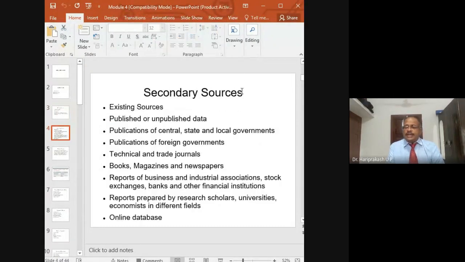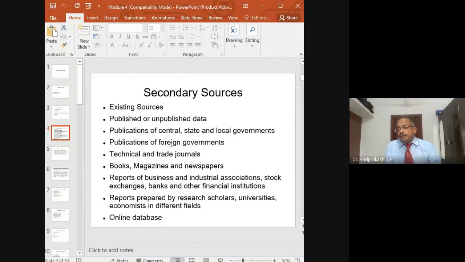Then secondary sources. Secondary sources are always necessary for any research. Primary sources may or may not be. It is not necessary that you will always have to depend on primary sources, but you will have to depend on secondary sources, whatever the research may be. So doing a literature survey is dependent on secondary sources.